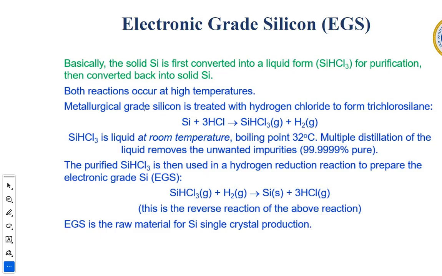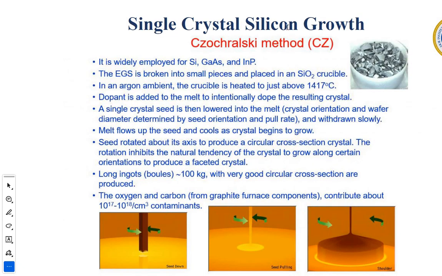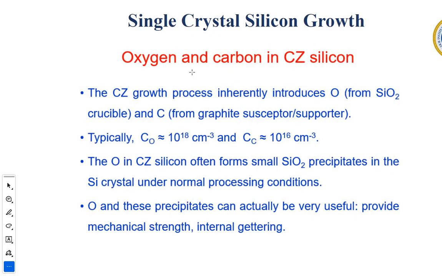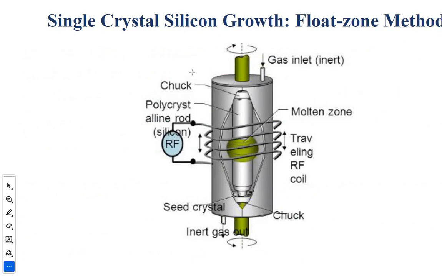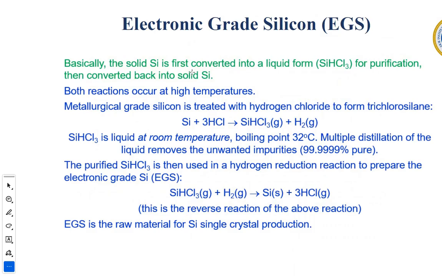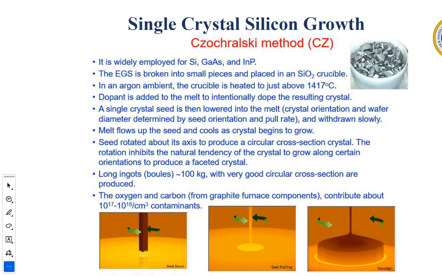Metallurgical grade silicon is treated with hydrogen chloride to form trichlorosilane. Silicon plus 3HCl gives SiHCl3 gas plus H2 gas. So EGS is the raw material for single crystal silicon production. For single crystal silicon production, we have two methods: the Czochralski method and the float zone method. First we are going to see the Czochralski method, the CZ method.